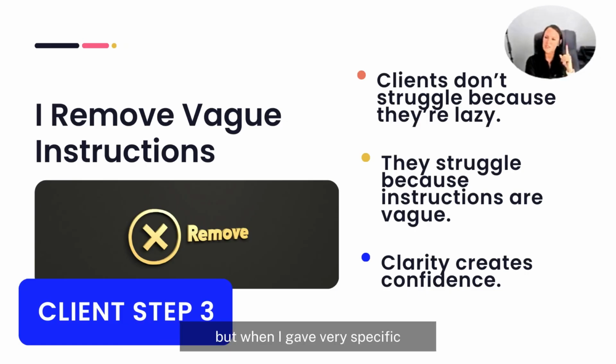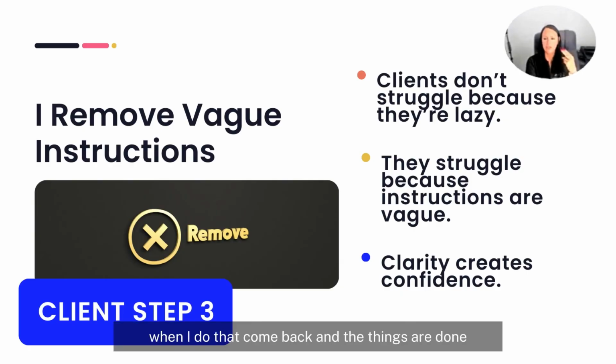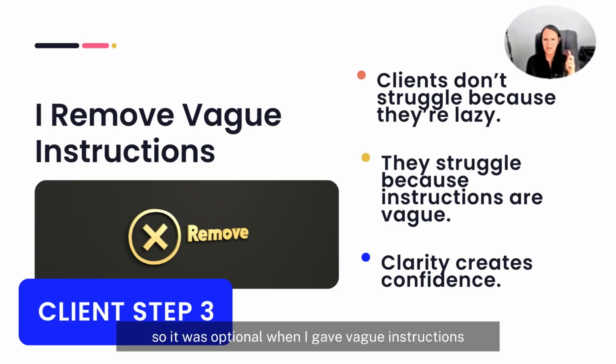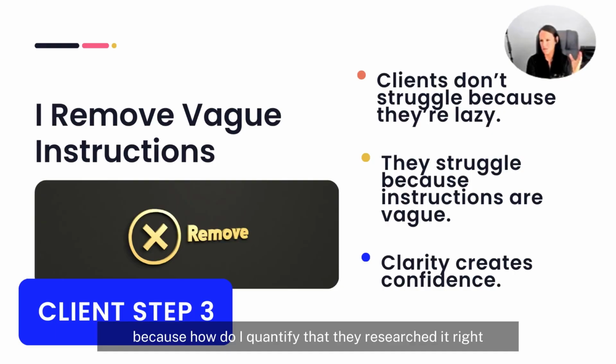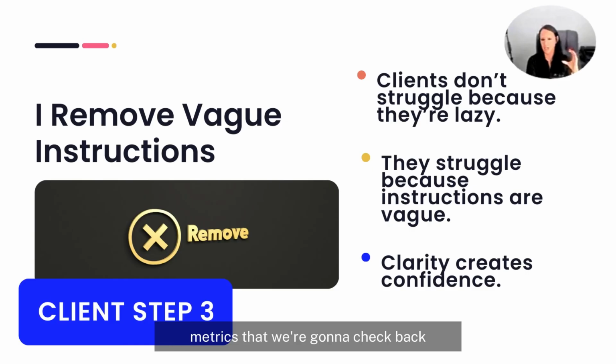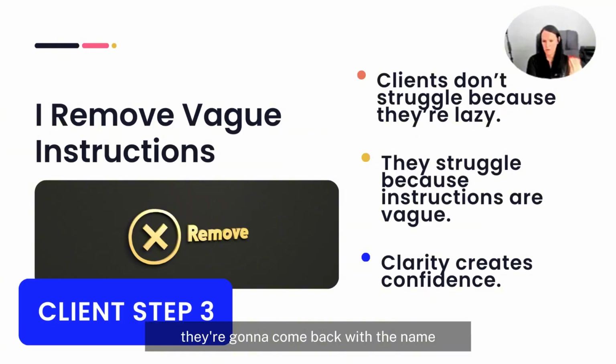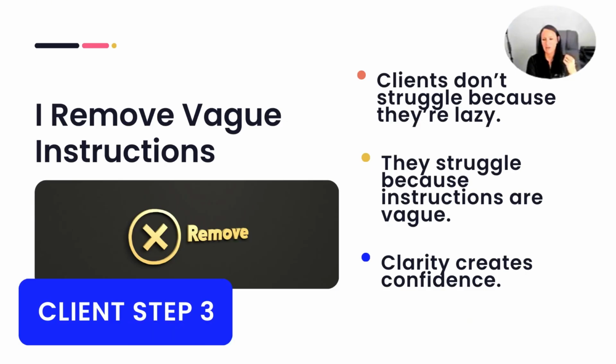But when I gave very specific instructions for them to do, and I usually only like to give 1 or 2, when I do that, they come back and the things are done. Those clear instructions really help alleviate that optional behavior. It was optional when I gave vague instructions, go research this, because how do I quantify that they researched it, right? I didn't give any metrics that we're going to check back when we come back together. But when I said, hey, do this, do this, do this for the name, they're going to come back with the name and having done the research on the name. So it's really important that you're giving very clear actions for your clients.